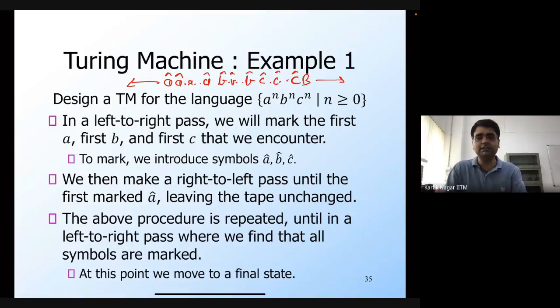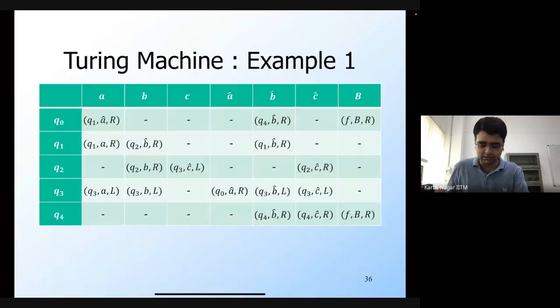So the above process is repeated until, in a left to right pass, we find that all the symbols are marked, and at this point we move to a final state. Okay. So this is a high level, intuitive view of how we are going to design this Turing machine.